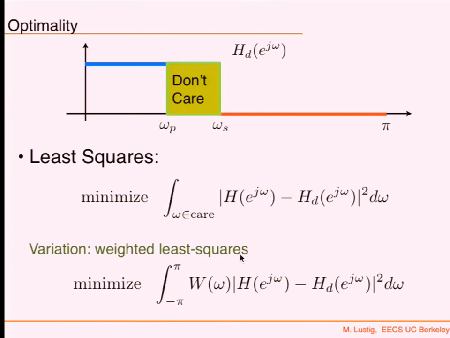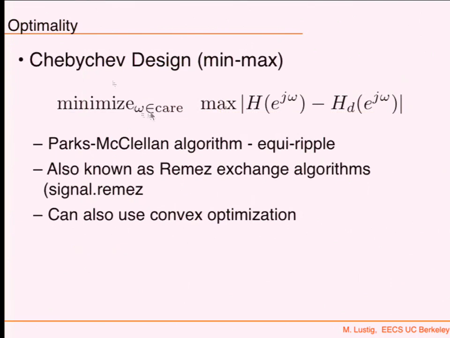Then you also maybe want to do something else. What if you are not interested in the square difference? What if you really cannot deviate by that much from the desired frequency response? I really need to be within a certain delta. Well, least squares doesn't necessarily guarantee that. It minimizes the energy of the error between them, but it doesn't guarantee that you won't have large deviations. Well, in that case, you might want to optimize something else.